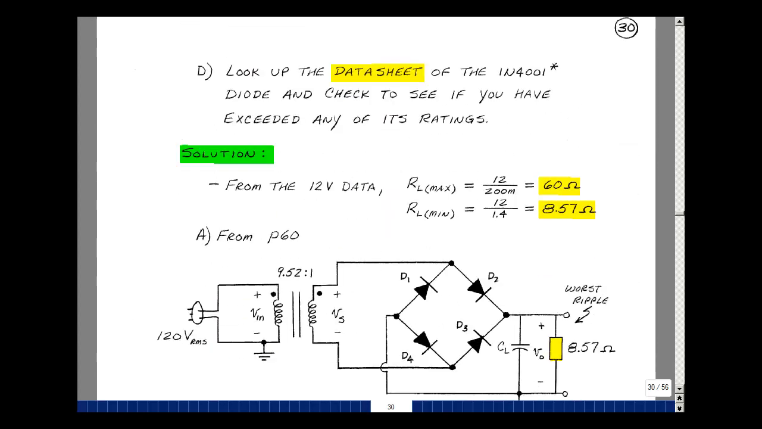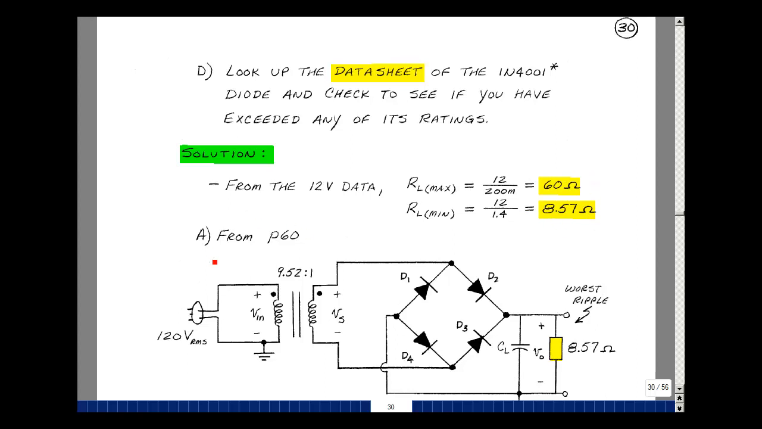Lastly, look up the datasheet of the 1N4001 diode and check to see if you have exceeded any of its ratings. But from the 12 volt data that I collected, I found that the current maximum was 1.4 amps and the minimum was 200 milliamps. It was all at 12 volts, so I can approximate the stereo as 8.57 ohms and 60 ohms.